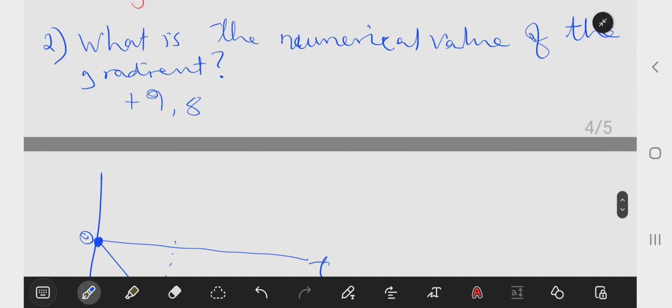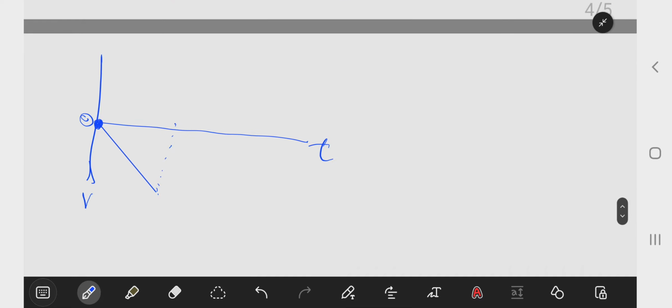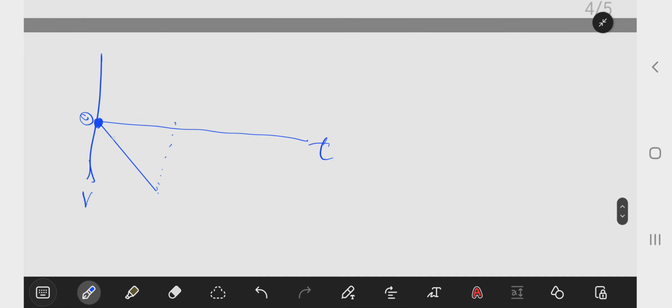So now the next question, what is the numerical value of the gradient? We know that the acceleration is 9.8, but however, we can see that this line is a straight line with a negative slope or with a negative gradient. So it means that the numerical value for the gradient now will be negative 9.8, right? Because that is a line with a negative slope.